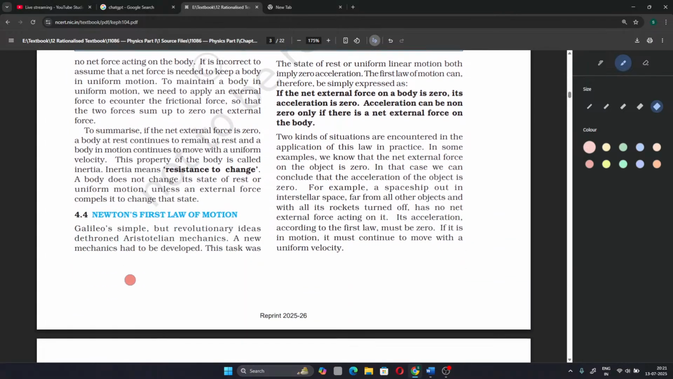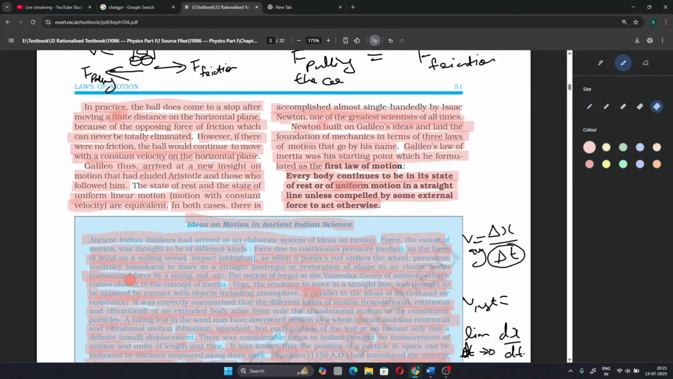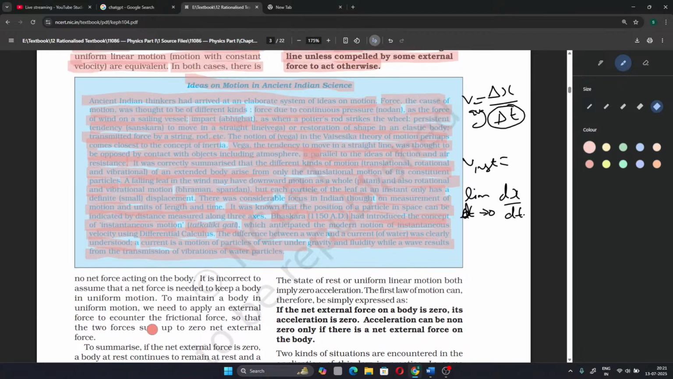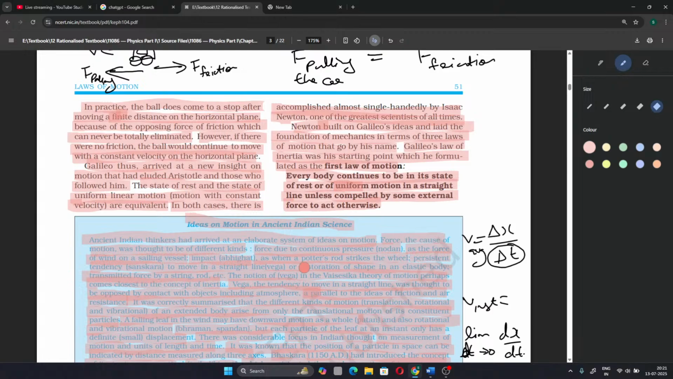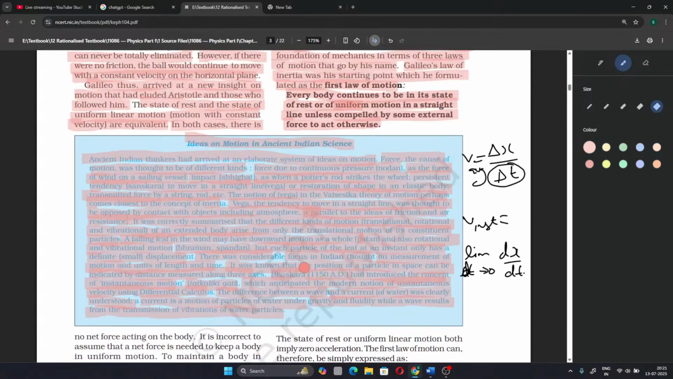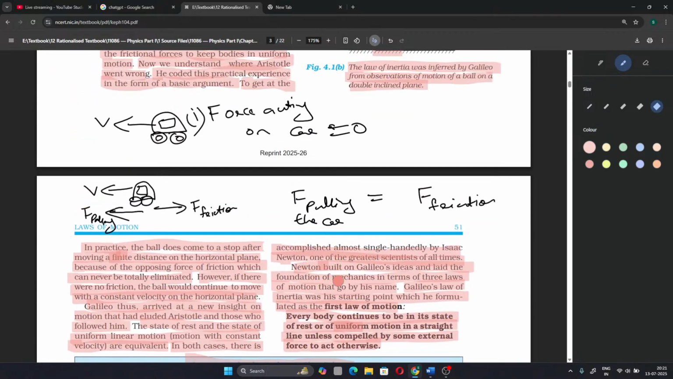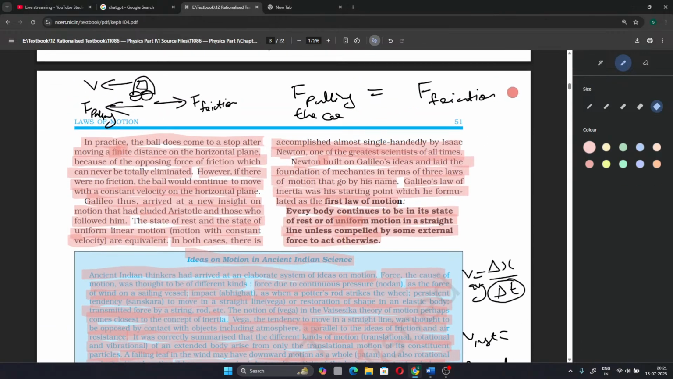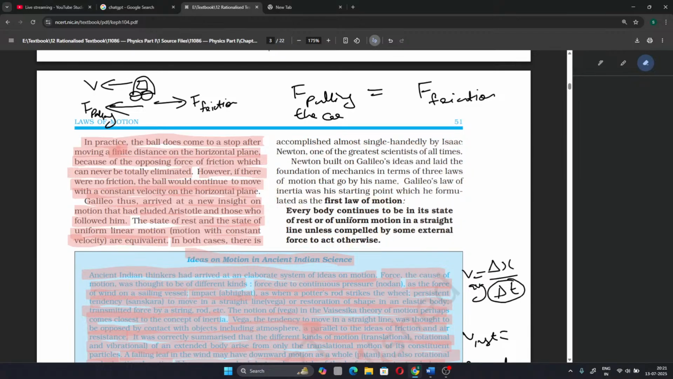Now let's come back to our chapter here. It seems there is no connection here, but let's erase this one. This continues not from here, but from here.